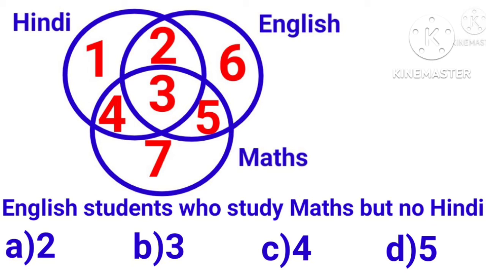Next question, we need to find out English students who study maths but no Hindi. So we will look for the only intersection part of English and maths students, which is this one, 5. So the answer is option D, 5.